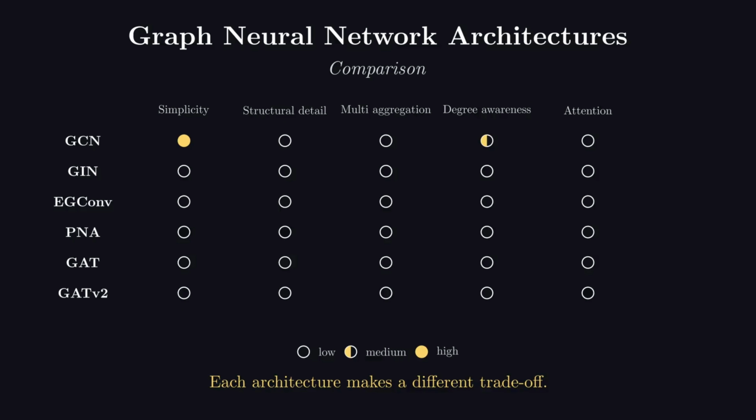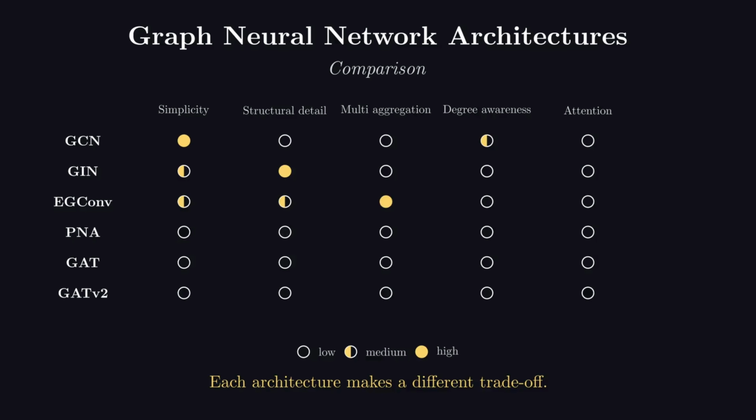GCN is the simplest architecture in this comparison. It is easy to understand, efficient, and stable, but it has low structural detail because it mainly averages neighbor information. GIN is less simple than GCN, but it is much stronger in structural detail. The reason is that GIN uses sum aggregation and an MLP, which helps preserve differences that averaging may remove.